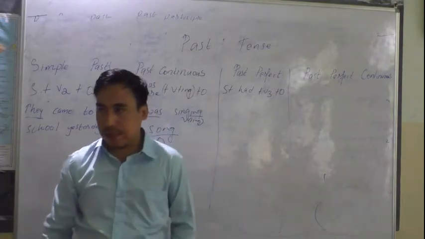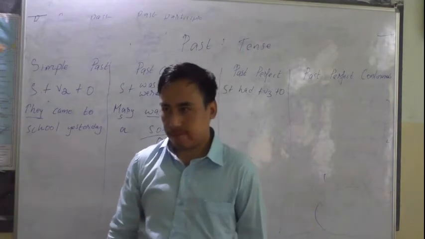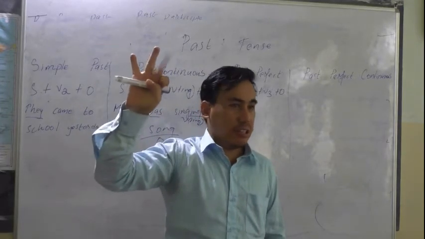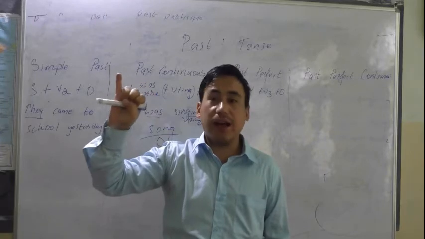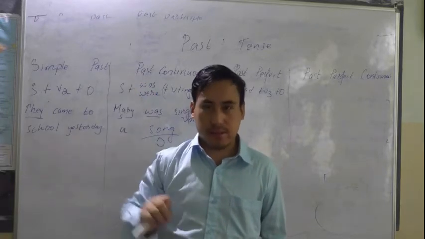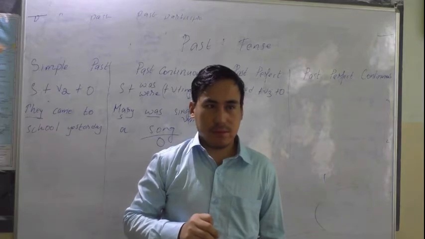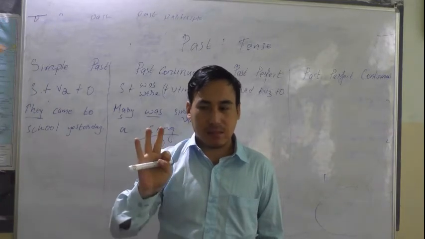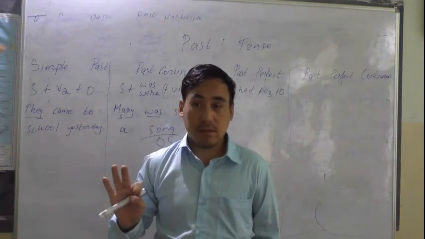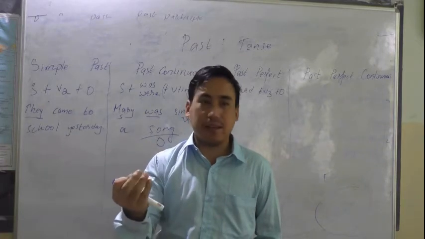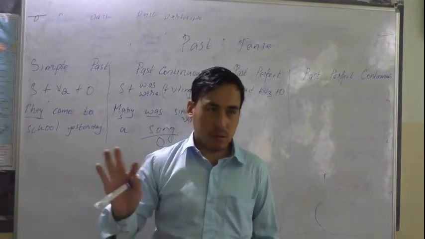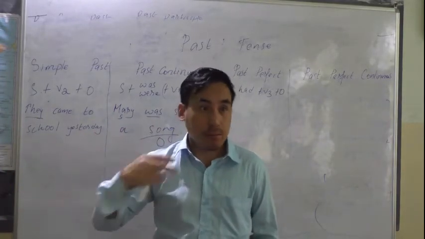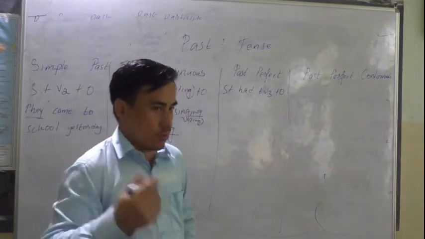Plus past participle. Past participle, third form of the verb. Go, went, gone. Do, did, done. Drink, drank, drunk. Cry, cried, cried. Cut, cut, cut. Again, not every time it's like go and gone, do and done, no. Cry, cried, cried; cut stays the same. Got it? Okay. You have to use your knowledge, what you've learned.